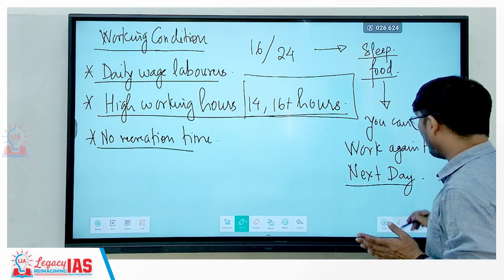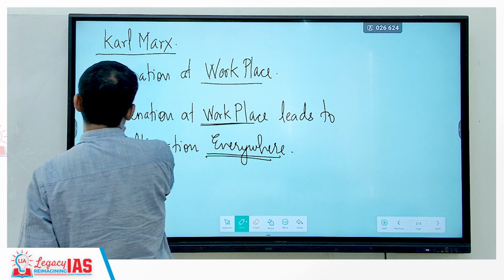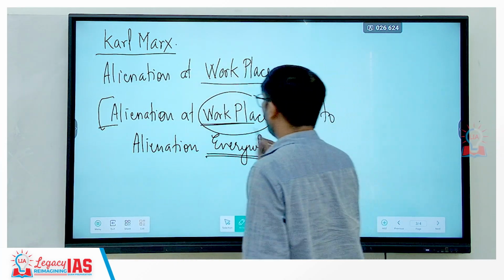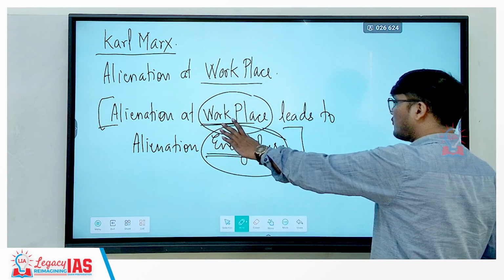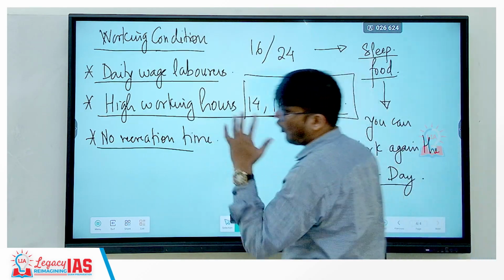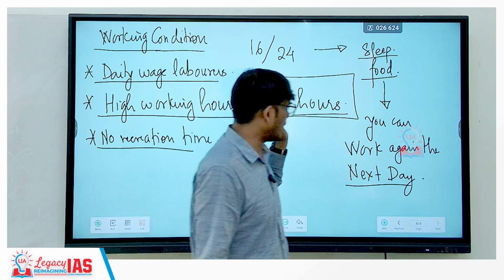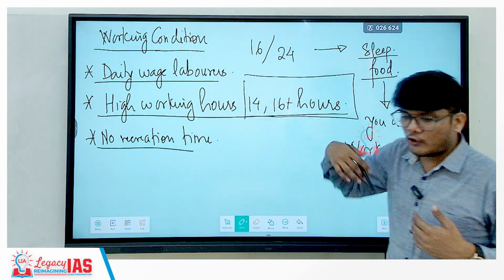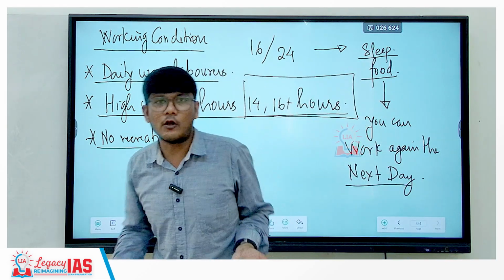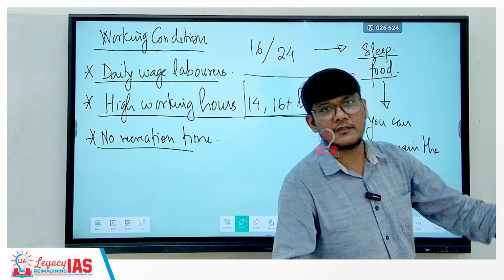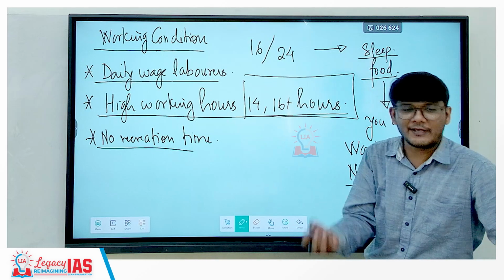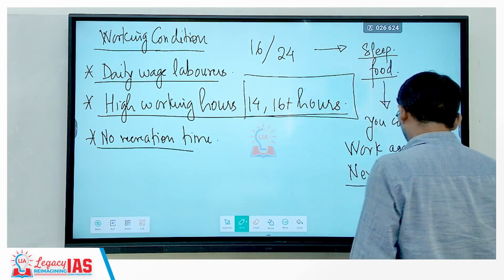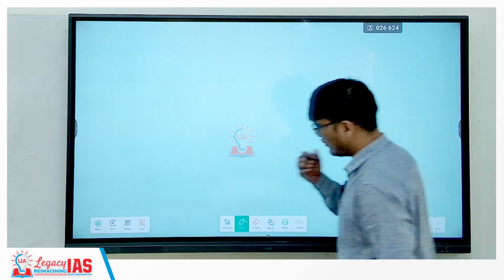As a result of which, he is saying this, alienation at workplace leads to alienation everywhere, and to an extent he is not wrong, because of high working hours, no recreation time, daily wage laborer, so you cannot afford to take a leave, there is no leave also, so your work is everything, the work becomes everything. So of course alienation in work leads to alienation anywhere. All right, so this is the context in which he talks about it.